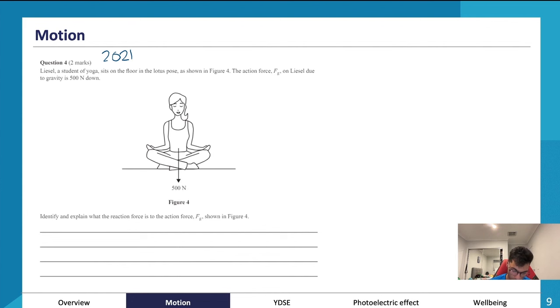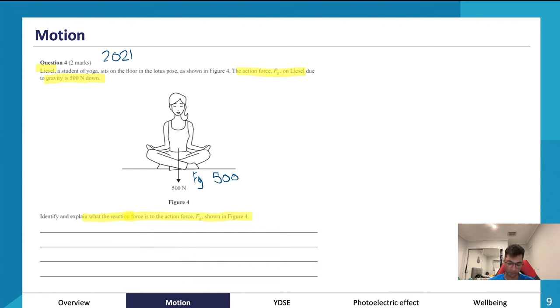In this question, we have some person, Lisa, and we've been told that she's applying 500 newtons of gravitational force downwards. What we want to find is what is the reaction force in this scenario. So this is 500 newtons downwards of gravitational force.